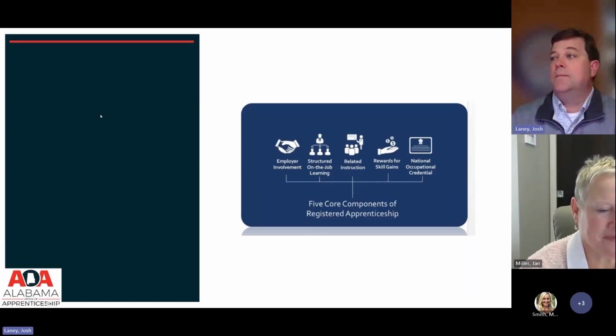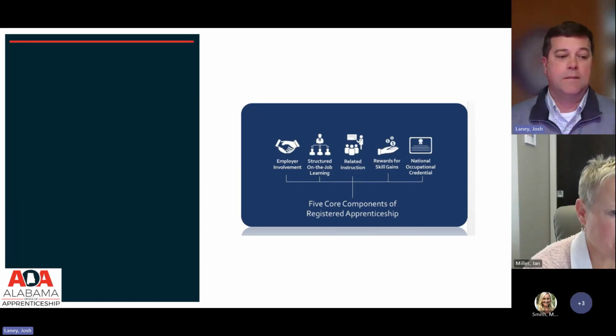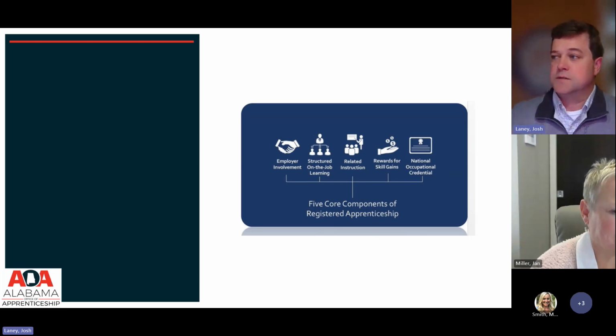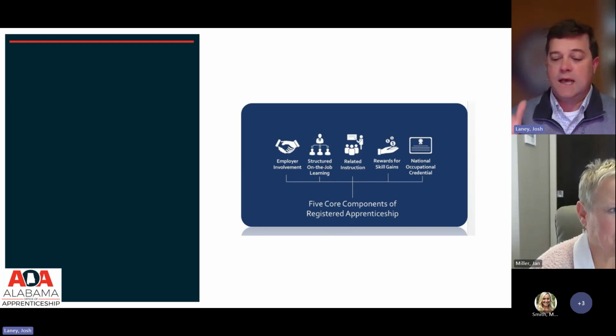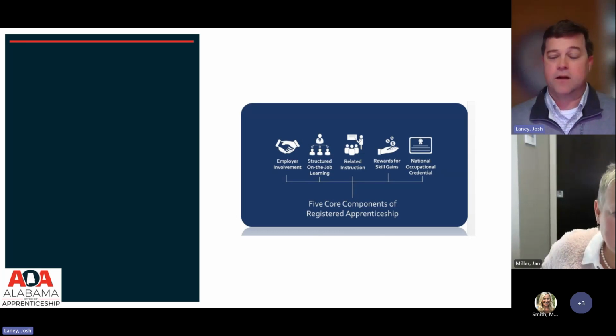All right, so just a real quick overview of the 5 components of a registered apprenticeship program. I always like to start with this in case somebody's not familiar with the difference in a registered apprenticeship versus other types of training programs. Every registered apprenticeship will have all 5 of these components. If it doesn't have all 5 of these things, it's not an apprenticeship, no matter what anybody calls it.